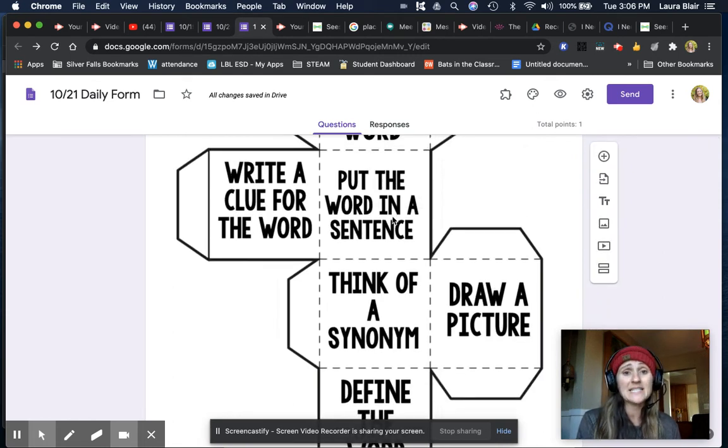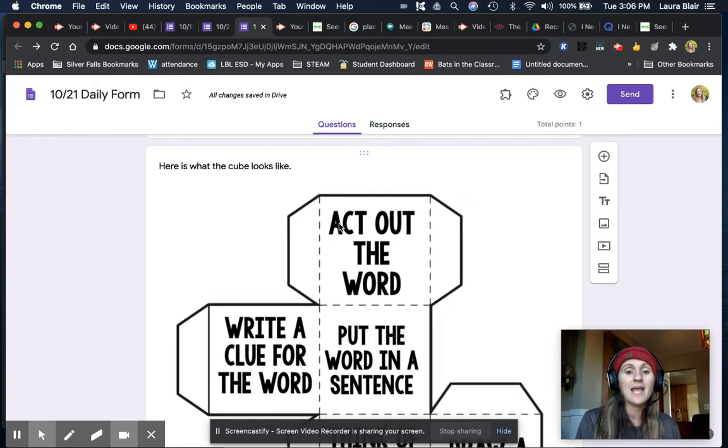Put the word in a sentence on your whiteboard. Write the word in a sentence, okay? Act out the word or write a clue for the word, okay? And if you want to add a challenge level, you should know what the vocabulary word is so the other person can guess maybe what vocabulary word it is.